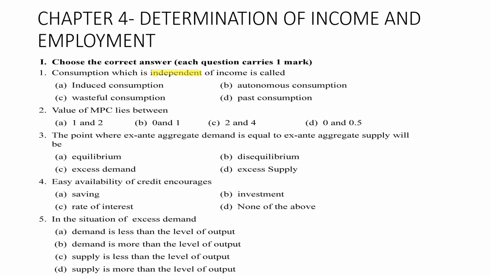Okay, so which is not dependent on the income, we call it autonomous consumption. So we have learned all of these concepts in the 4 marks and 6 marks videos, correct?